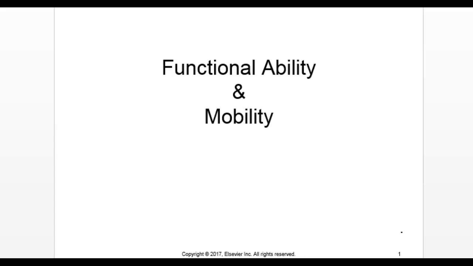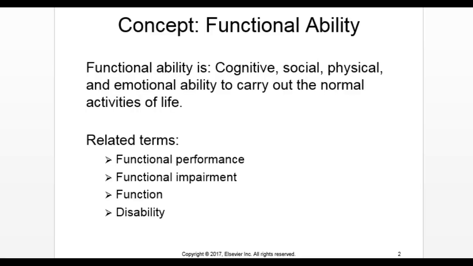This is April Van Buchen, and the concepts covered in this presentation are functional ability and mobility. Functional ability is defined as the capacity of an individual to perform activities that can be normally expected by someone at any given age. It brings together biological, physiological, and social capacities.